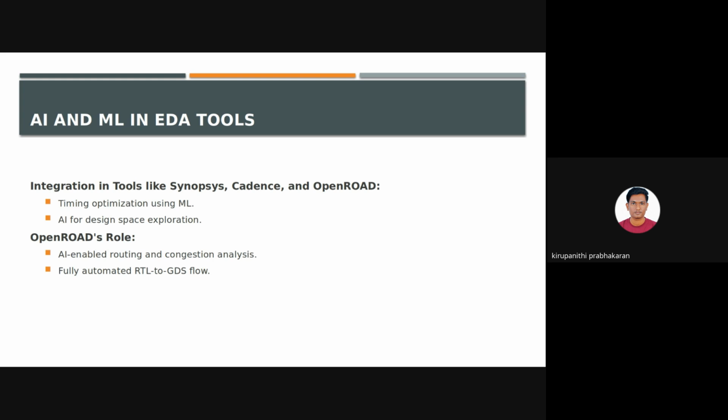OpenROAD's role. OpenROAD is an open-source EDA tool designed to automate the RTL-to-GDS flow, offering numerous AI capabilities to improve the physical design processes. AI-enabled routing and congestion analysis.